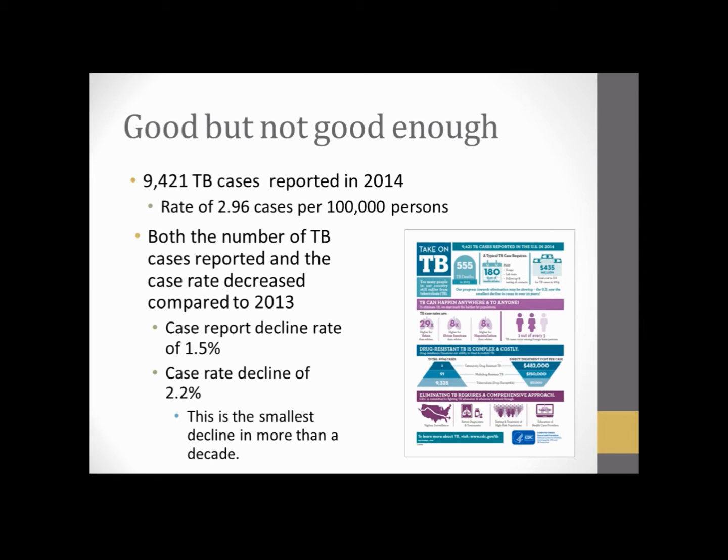So in summary, we had 9,421 TB cases reported in 2014. That's a case rate of 2.96 cases per 100,000 persons. Both the number of TB cases reported and the case rate decreased compared to 2013. So essentially, we did better in 2014 than we did in 2013. However, the case rate decline is 1.5 percent, where previously it was 2.2. So even though we did better, it marks the smallest percentage of improvement.